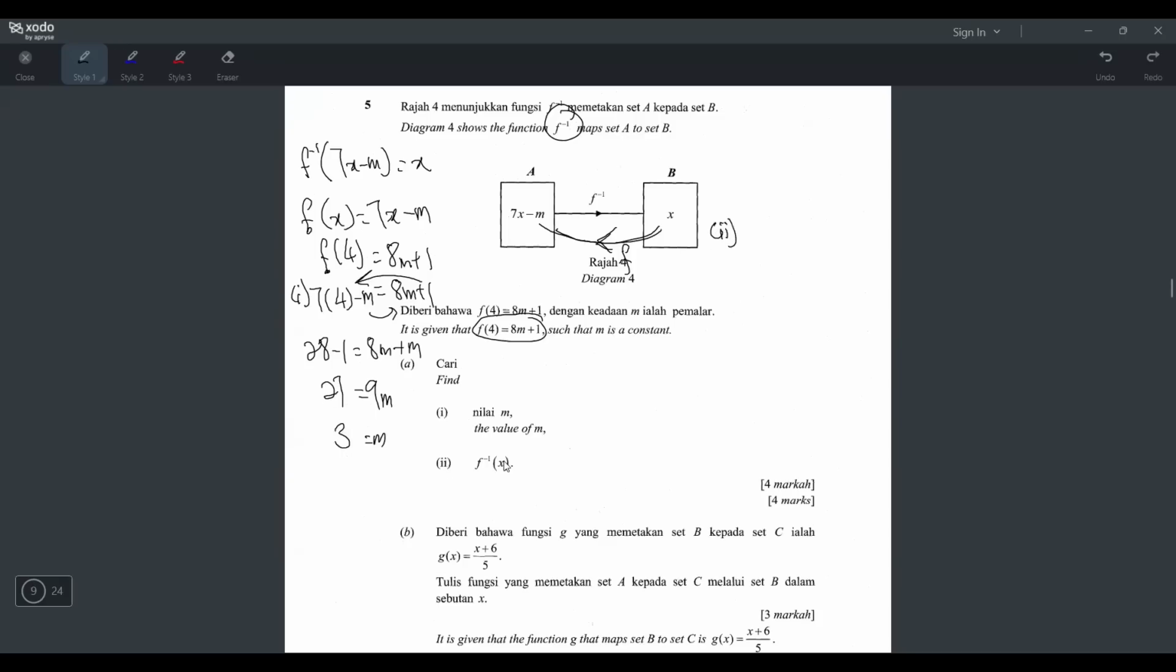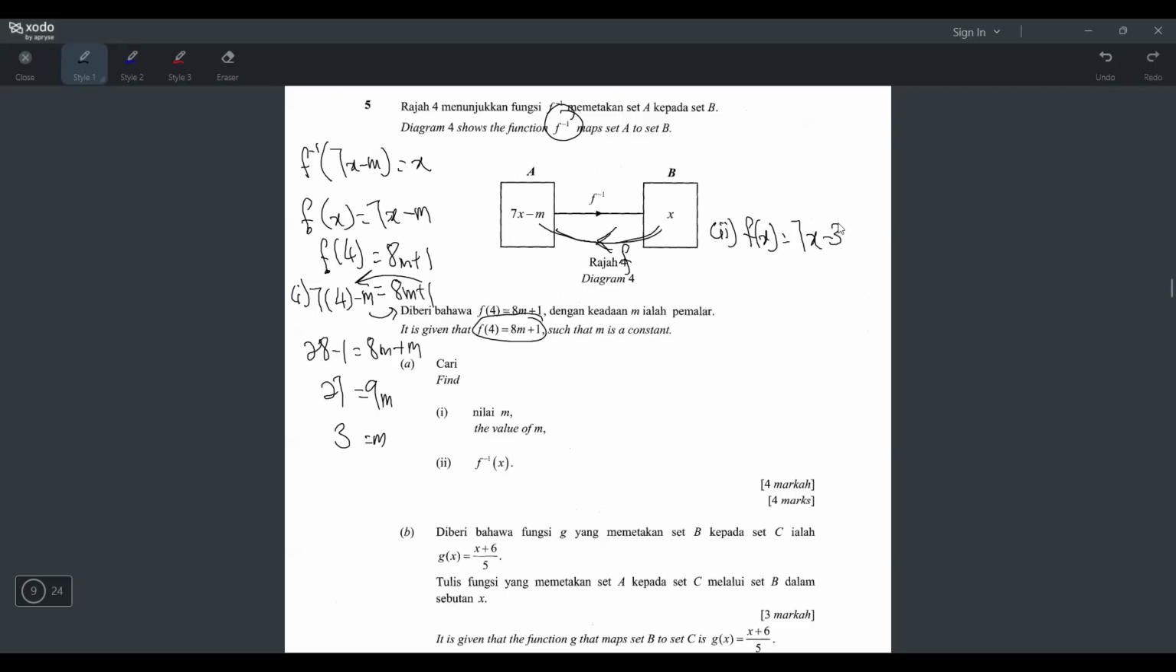Okay, how to do the second question? They want you to find f inverse x. Okay, how to find f inverse x? Okay, ada dua cara. Cara pertama is you get your f(x) first. Because your f(x) is 7x minus m, and your m sudah cari tadi 3, right? So it's 7x minus 3.